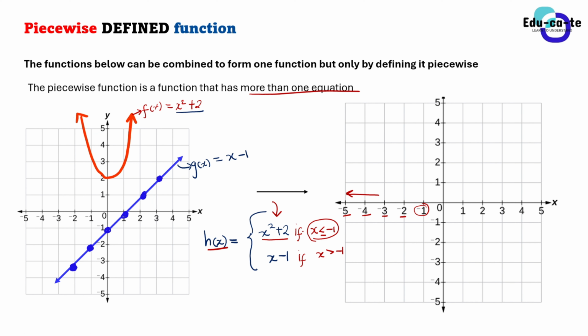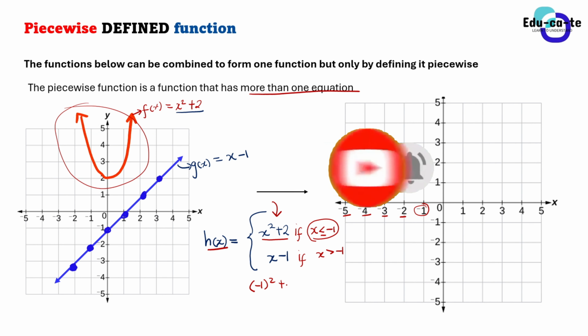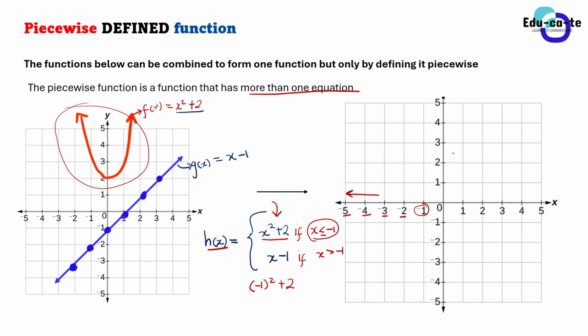This equation x squared plus 2 is just a parabola. You can see that we have plotted it completely, but now we are just going to plot it from negative infinity until it reaches negative 1. So let's see what the y value is when x is negative 1 for the first equation. You just put negative 1 where there is x. This will be negative 1 squared plus 2, and then this will be 3. So you can see that when x is negative 1, y is positive 3.